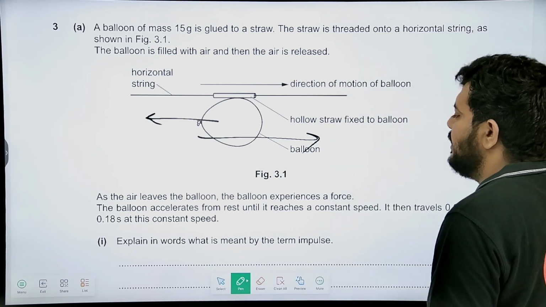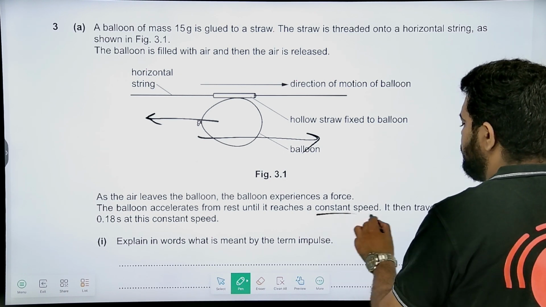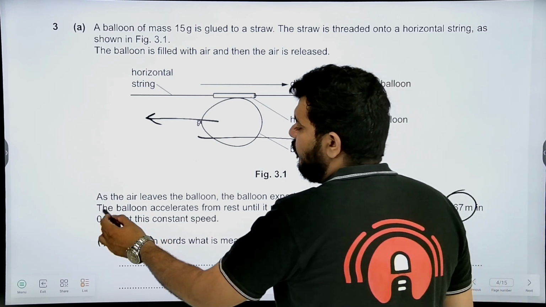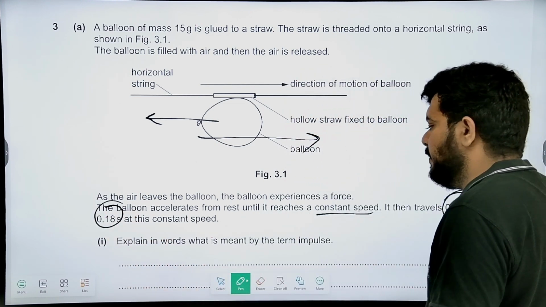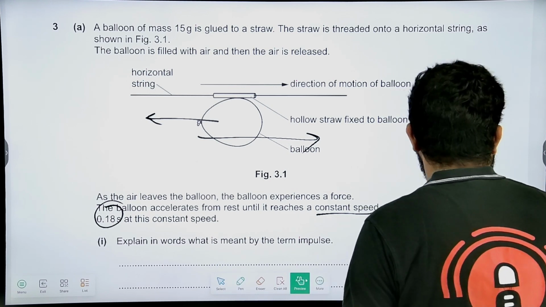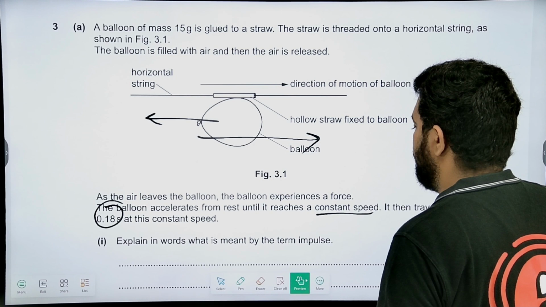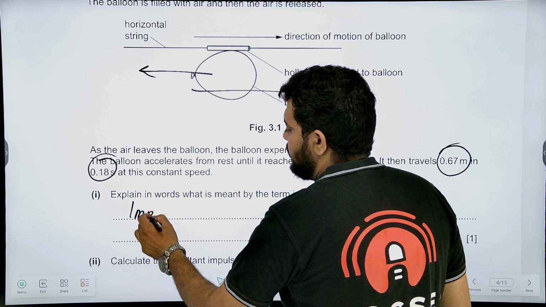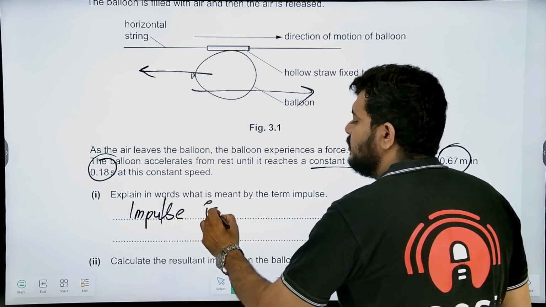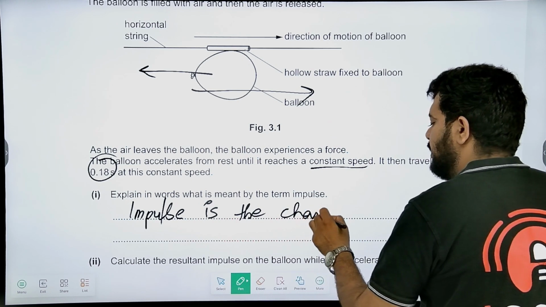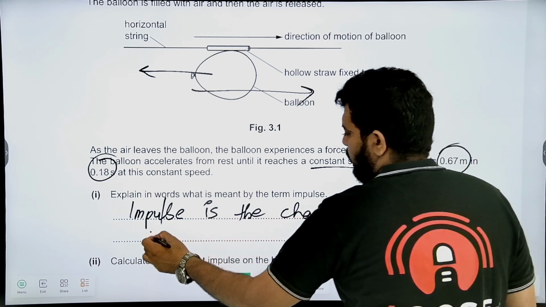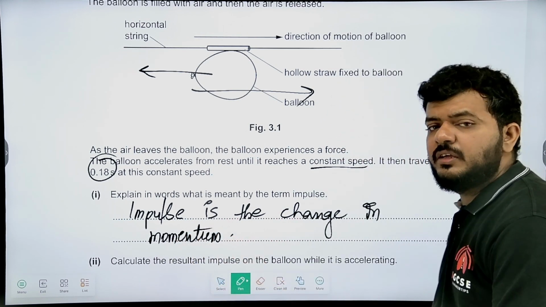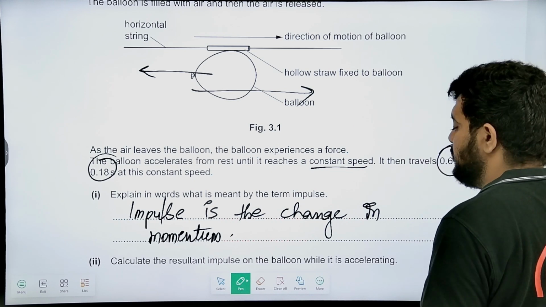As the air leaves the balloon experiences a force. The balloon accelerates from rest until it reaches a constant speed, then travels 0.67 meter in 0.18 seconds at this constant speed. Then what is the question? Explain in words what is meant by the term impulse. So I have impulse is the change in momentum, right? Or force into the time it takes to apply this force.